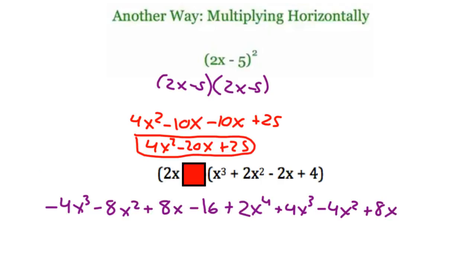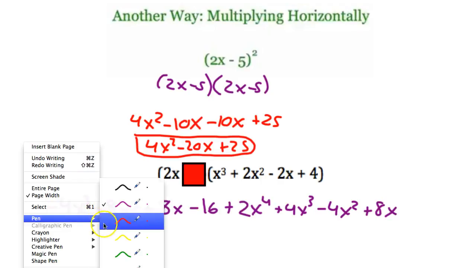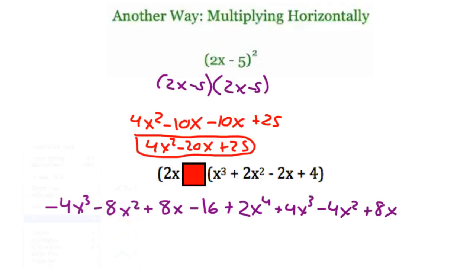All right, so I'm looking at this, and yeah, this is a hot mess. But what do we gotta do? We gotta combine the like terms. So I'm looking for the highest exponent. I've got x to the fourth. That's the only one I see. So I'll write that first: 2x to the fourth. And I cross it out, it's gone.